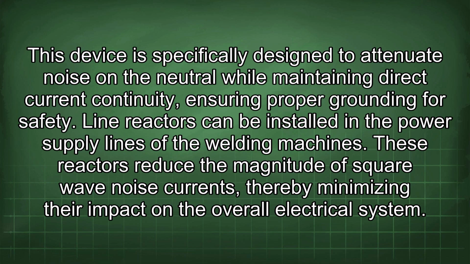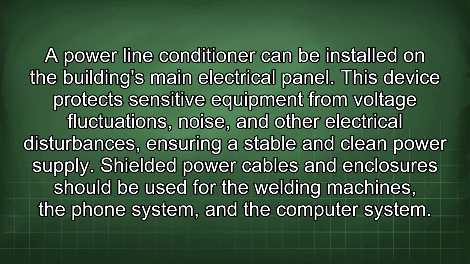Line reactors can be installed in the power supply lines of the welding machines. These reactors reduce the magnitude of square wave noise currents, thereby minimizing their impact on the overall electrical system. A power line conditioner can be installed on the building's main electrical panel. This device protects sensitive equipment from voltage fluctuations, noise, and other electrical disturbances, ensuring a stable and clean power supply.